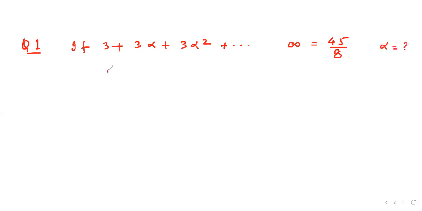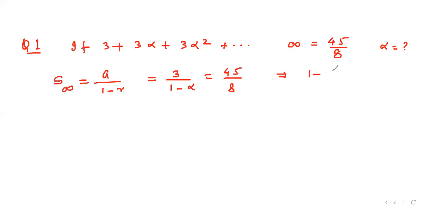We apply this formula. So a upon 1 minus r is equal to S. a is 3 divided by 1 minus r, which is alpha, equals 45 by 8. Simplify it. We get 1 minus alpha equal to 8 upon 15, or alpha equal to 1 minus 8 upon 15, which will give 7 by 15.